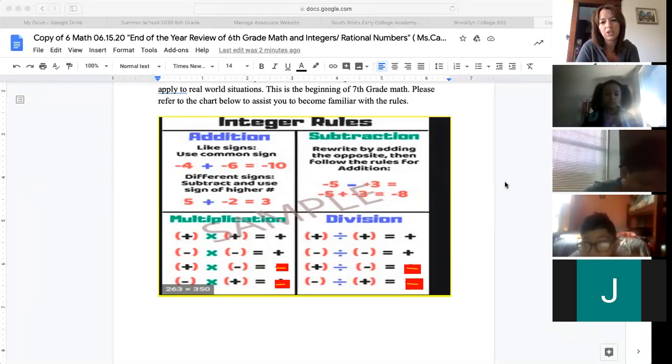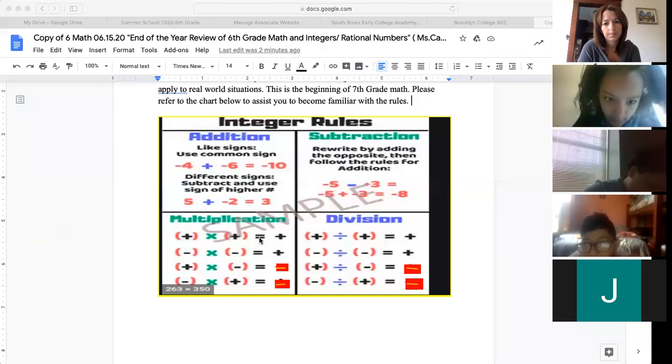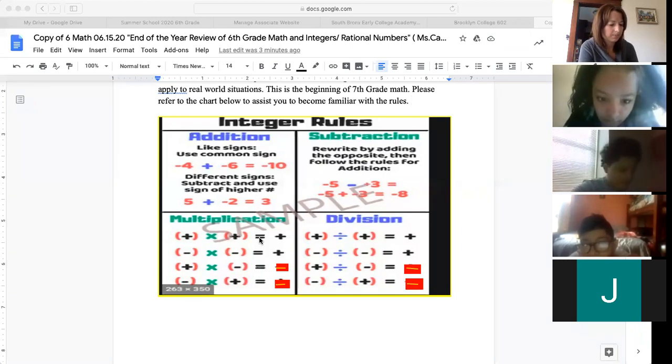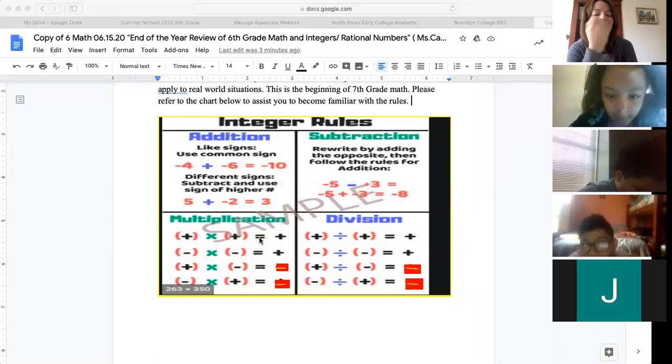Miss Demelisa Martinez, can you please read the multiplication rules for us? Positive times positive equals positive. Negative times negative equals positive. Positive times negative equals negative. Negative times positive equals negative. All right, read the division rules, Demelisa, because it's the same thing. Positive divided by positive equals positive. Negative divided by negative equals positive. Positive divided by negative equals negative. Negative divided by positive, negative.